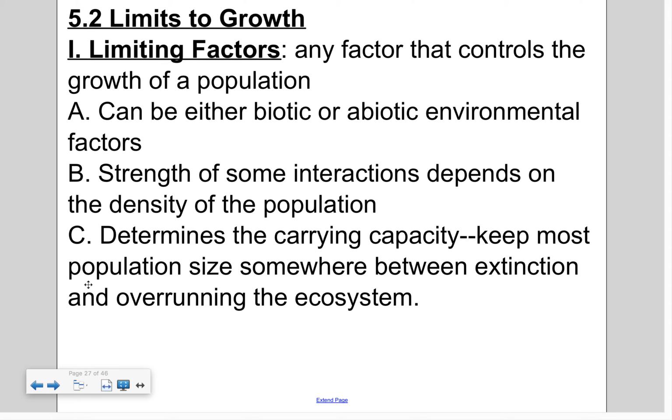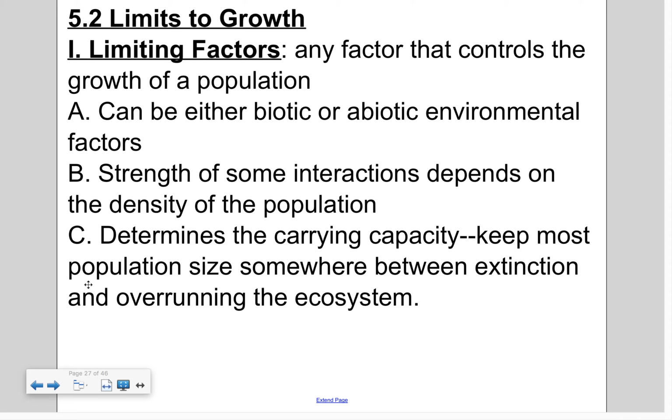So a limiting factor is a factor that does control the growth of a population. And it can be a biotic factor, maybe another organism, or an amount of a producer or a food, or an abiotic environmental factor, the amount of water, the amount of space. But the strength of these interactions depends on the density of the population, which means that if you have a lot of individuals, then those interactions might be stronger due to the fact that those resources can run out faster. But these limiting factors determine the carrying capacity.